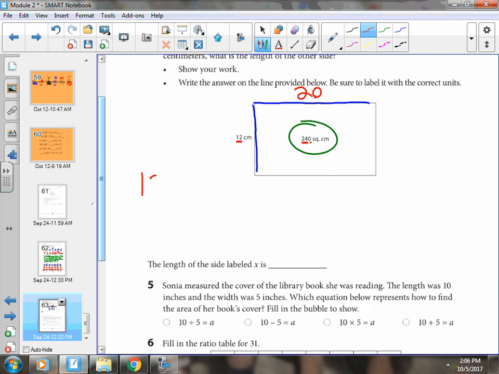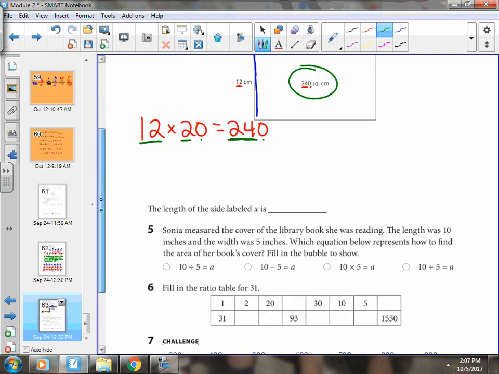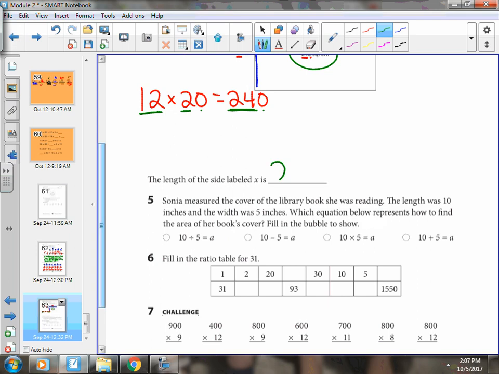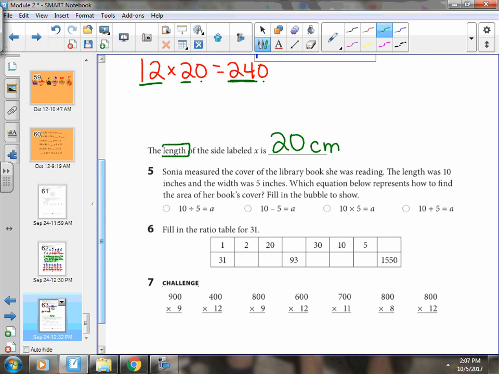I really need it to be 20. Let's make sure that works. 12, that's one side, times 20, that's the other side, should equal the area. 12 times 2 is 24. 1 0 in the problem, 1 0 in the answer. So that means the length of that missing side is 20 centimeters. One side is 12 centimeters. One side is 20 centimeters. Multiply those two lengths together and you get 240 square centimeters. But because we're just finding the length of something, it should just be plain centimeters.